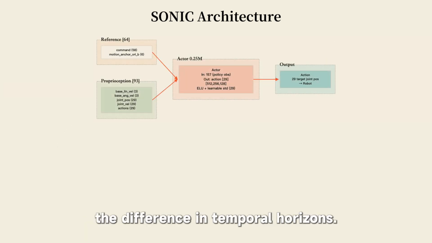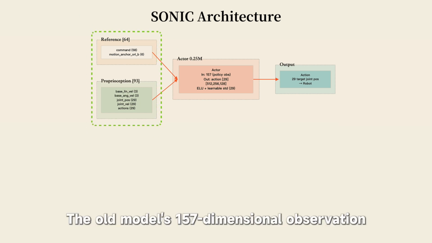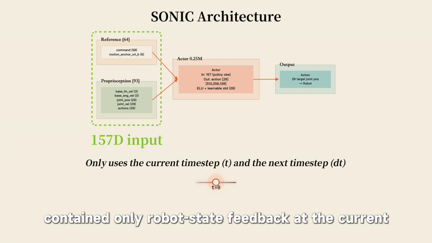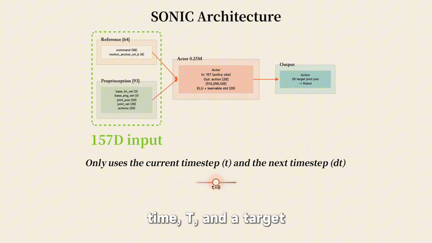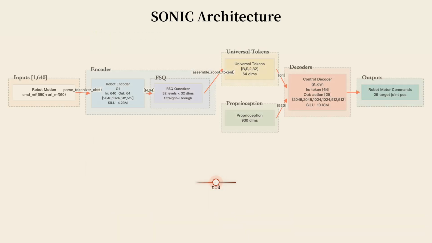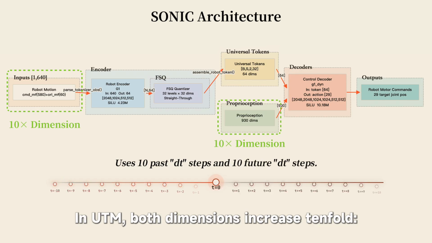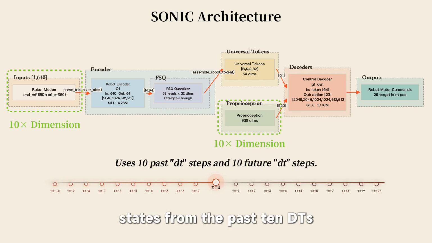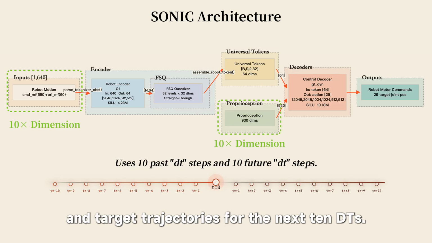Now let's compare the difference in temporal horizons. The old model's 157-dimensional observation contained only robot state feedback at the current time, t, and the target trajectory point at the next dt. In UTM, both dimensions increased n-fold. Its observation includes proprioceptive states from the past 10 frames and target trajectories for the next 10 frames.